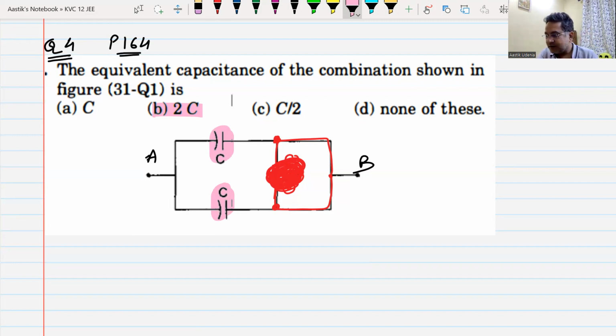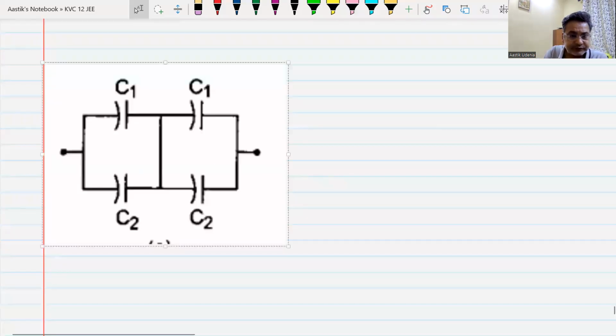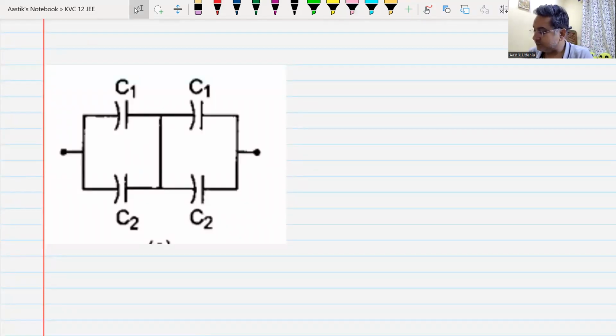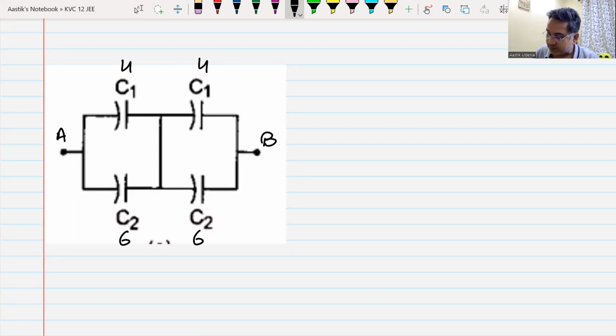Chalo. Next one, this is unsolved question number 9, part 1. This C1 is 4 microfarad. The C2 is 6 microfarad. You find the effective capacitance between A and B. Question number 9 this is. Page number 165.